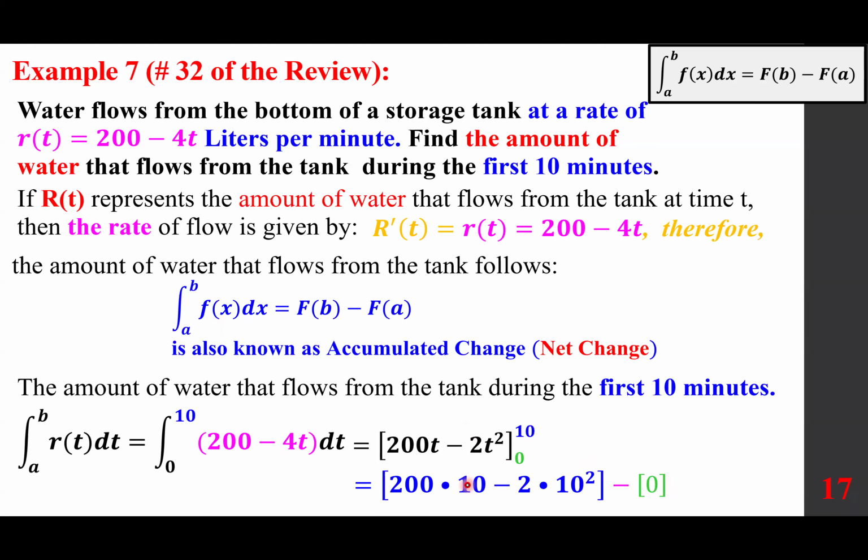But if you plug in 10, this is 2000 minus 200, 1800 liters, because this was liters per minute. So liters. That was a rate.